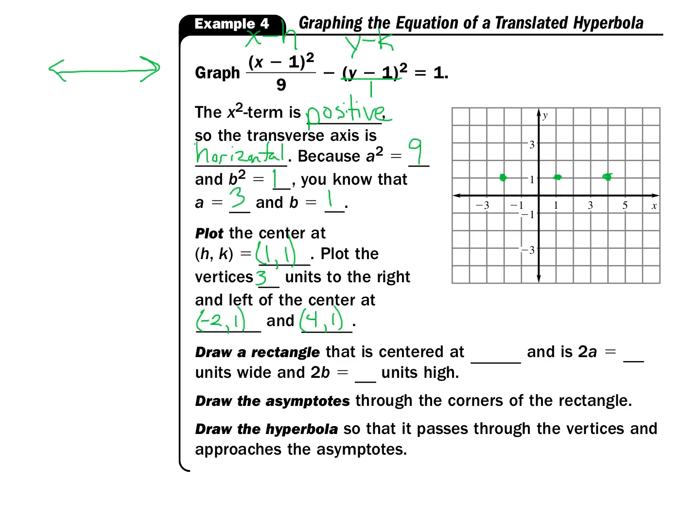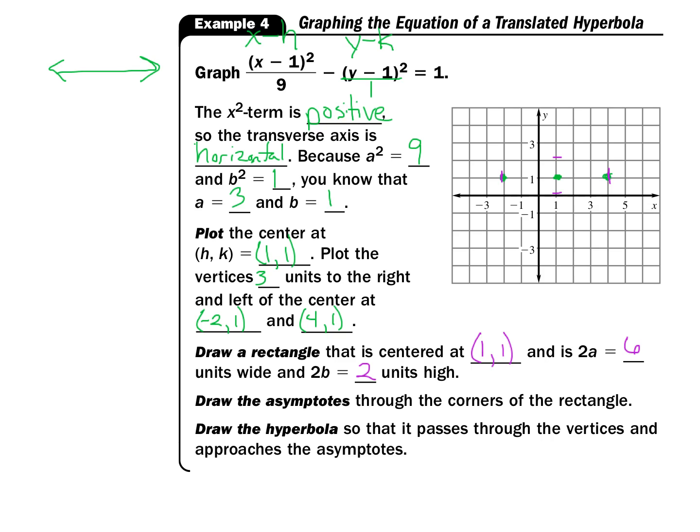Okay. All right, so now to get the asymptotes, what we need to do is draw a rectangle that's centered at our center. Imagine that, 1, comma 1, okay, and is 2 times a. So, well, a is 3, so 2 times 3 is 6. So we know that the rectangle is going to be 6 units wide, which, if we look at our vertices, we already can tell that it's going to be 6 units wide. Okay, and then 2 times b, so 2 times 1 is 2, 2 units high.